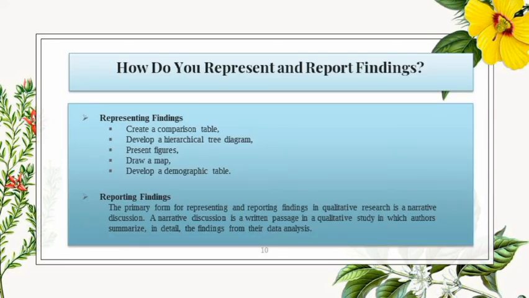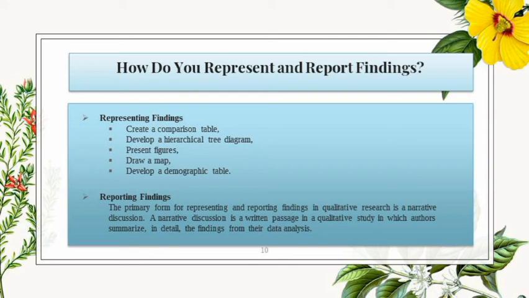How do you represent and report findings? Representing findings. The first, create a comparison table. Second, develop a hierarchical tree diagram. The third, present figures. The fourth, draw a map. And the last, develop a demographic table. Reporting findings. The primary form for representing and reporting findings in qualitative research is a narrative discussion.